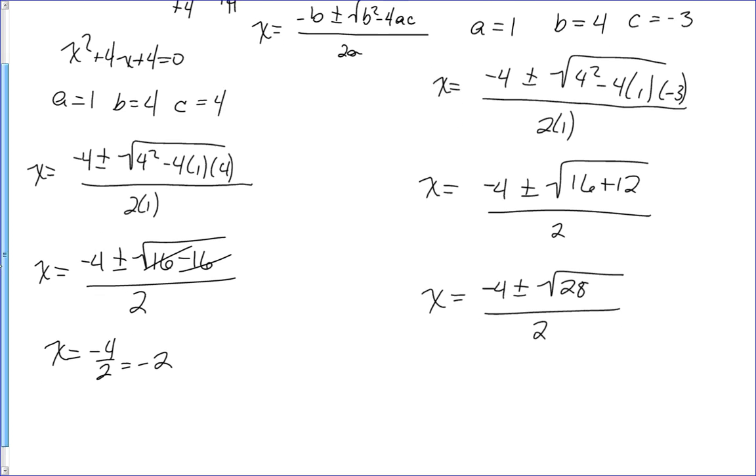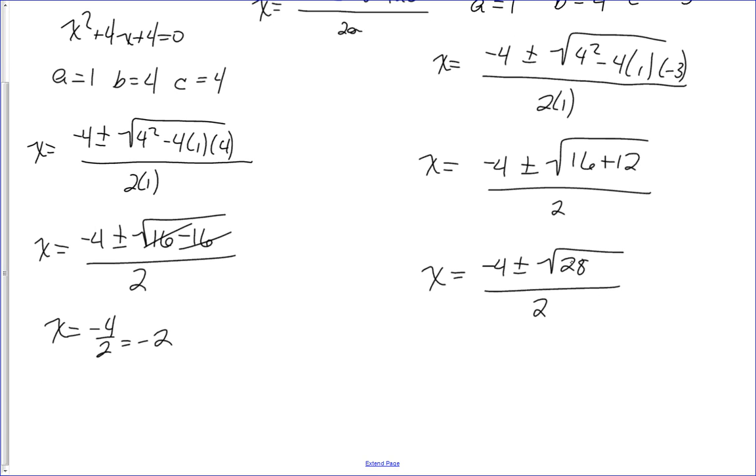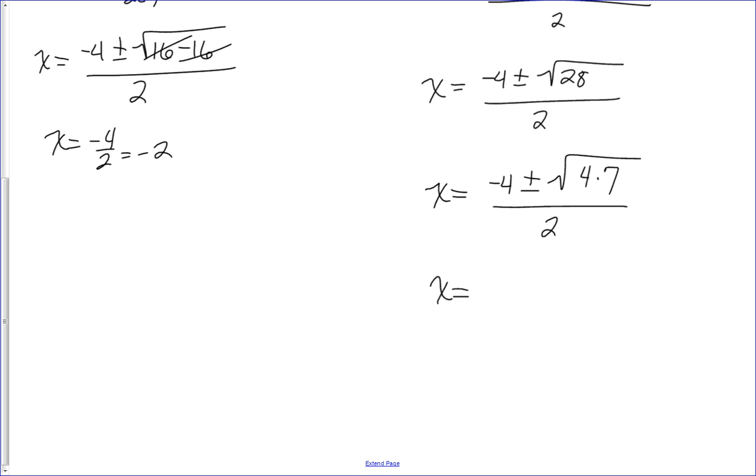Now for this one, the square root of 28 will break down, because this is 4 times 7. I'm going to do it this way: negative 4 plus or minus the square root of 4 times 7, over 2. Now we know the square root of 4 is 2, so we can pull a 2 out from underneath the square root. So 2 times the square root of 7, divided by 2.